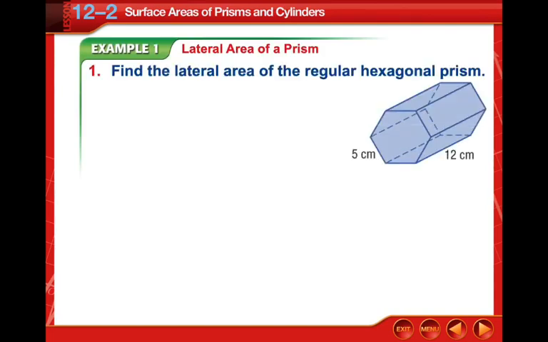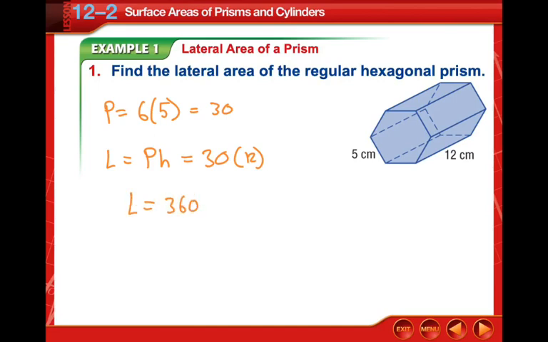So here we're going to find the lateral area of a regular hexagonal prism. So we just need to find the perimeter. So our perimeter here is going to be 6, because it's 6 sides, times the length, which is 5. So that's 30. So then our lateral area is the perimeter times the height. So 30 times 12, which is 360 centimeters squared.